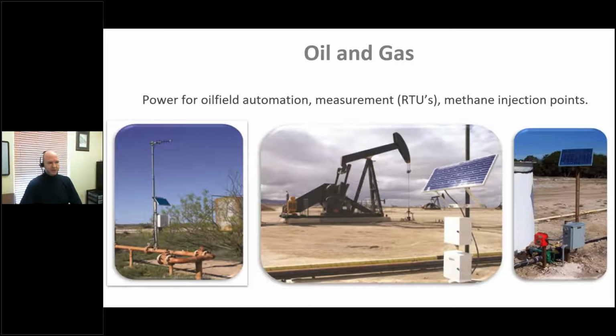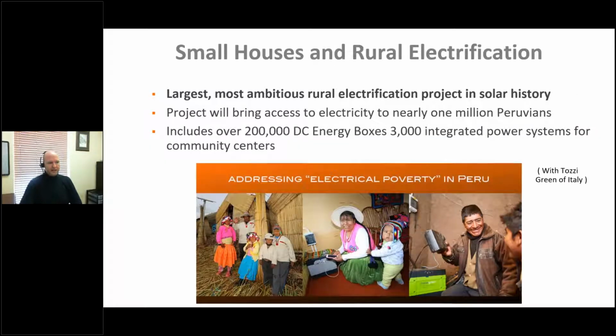So that's very exciting. The oil and gas industry, while collecting gas and petroleum, utilizes solar in a lot of off-grid applications, many of those with industrial and hazardous location ratings right on the pipeline. So they work in synergy. And as I mentioned, the small home and solar home system rural electrification market is also one that we've served with our partner Tosi Green of Italy.